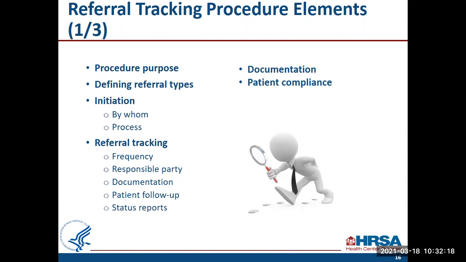Here we bring to your attention elements for a referral tracking procedure, which includes the following. Every referral goes into a tracking log, whether it's paper or electronic. Specify time ranges for each type of referral. For instance, is it urgent, routine, or by patient request? Designate who is accountable for referral follow-up. This can be defined by position or title. Address patient non-compliance in referrals. Document appropriately. Just a friendly reminder to make sure all applicable documents have the appropriate signatures and the governing board approval as needed.